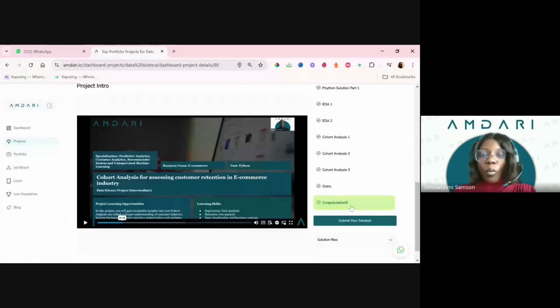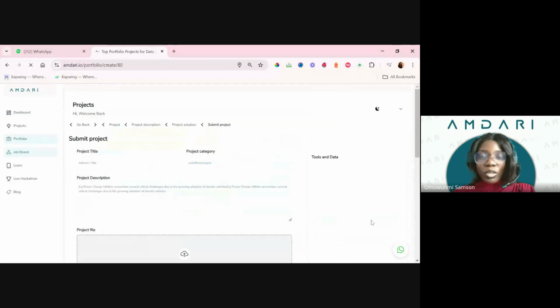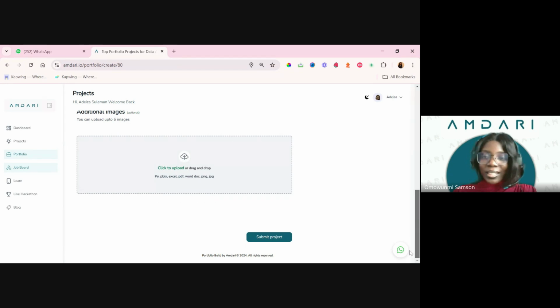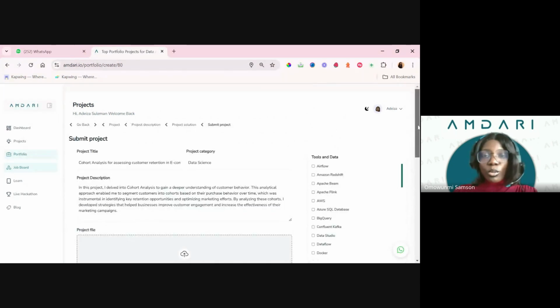It's guided. When you're done, you click on this button that says submit your solution. And when you make submission of your solution, your portfolio is automatically created. You just need to submit your solution to that project. The title is pre-filled for you because we already know it's this title, so you don't need to type. The category is also pre-filled for you.